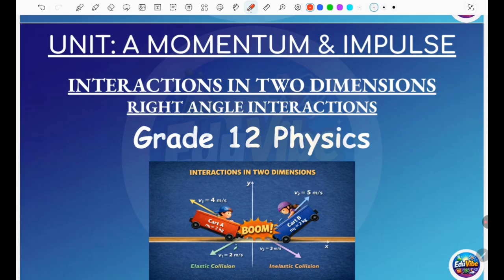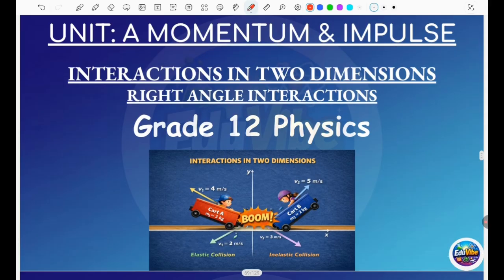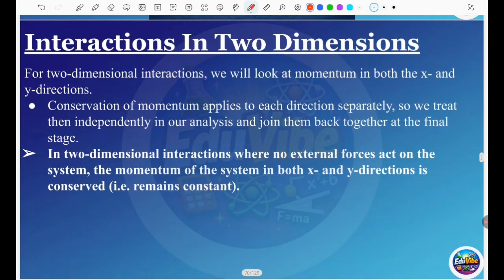So how can interactions occur if we have right angle interactions? Let's start with some things you have to know about how we deal with two dimensions. For two-dimensional interactions, we will look at the momentum in both the x and y directions. In grade 11 physics you did x and y vector addition, but in this we will use momentum.